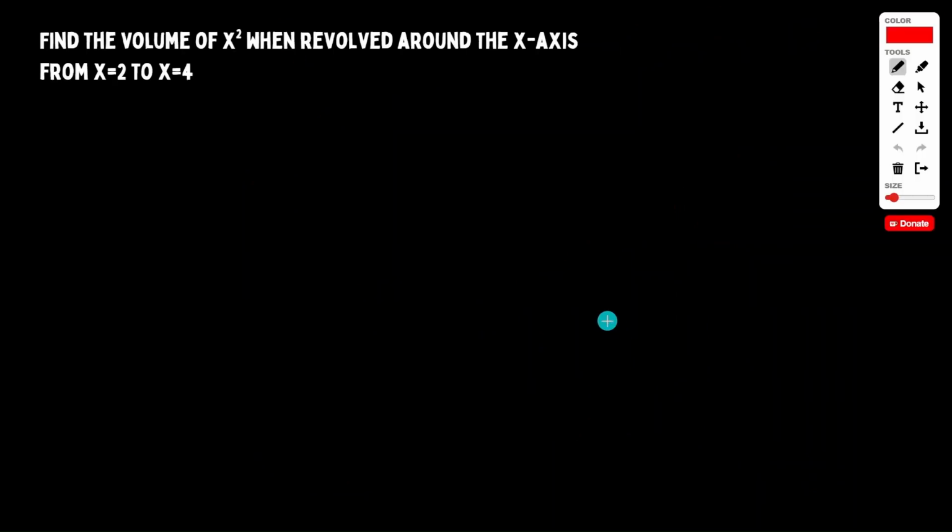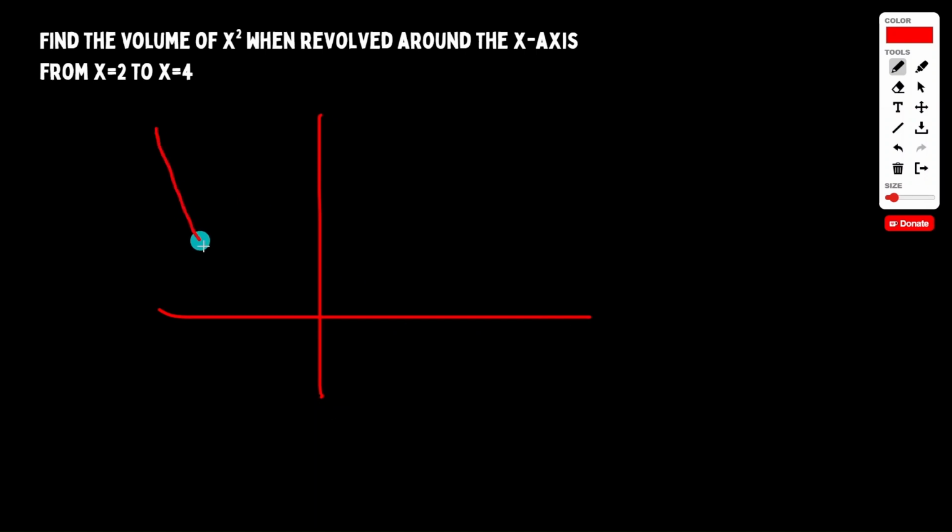Find the volume of x squared when revolved around the x-axis from x equals 2 to x equals 4. So we are given a limit over here, which is good. We know x squared is basically a parabola. Let me draw one. It's a very lopsided parabola.